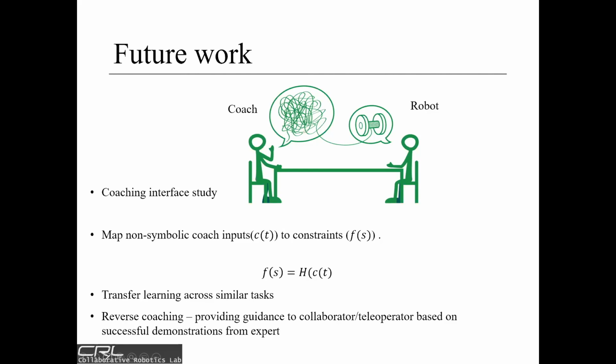Finally, we are proposing what we call reverse coaching, which is basically if the robot already has data from expert demonstrations on how to successfully do a task, and it is collaborating or a new user is teleoperating it, the robot can provide guidance to the user on how to exactly follow a successful trajectory. So it's something called reverse coaching is what we are trying.